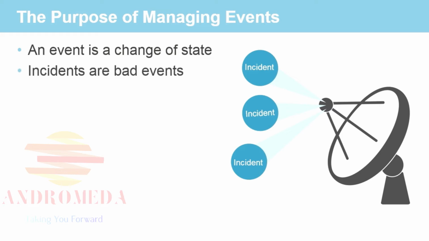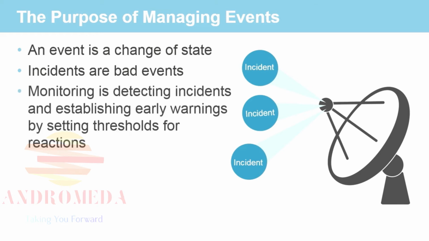Now, an important definition. A bad event is called an incident. We want to be alerted on incidences, but not necessarily on all incidences. So, let's set a threshold to define our alert levels. Typically, we set thresholds for warnings and a threshold for critical reaction. We then adjust our responses to the incidences by setting these two different threshold levels.